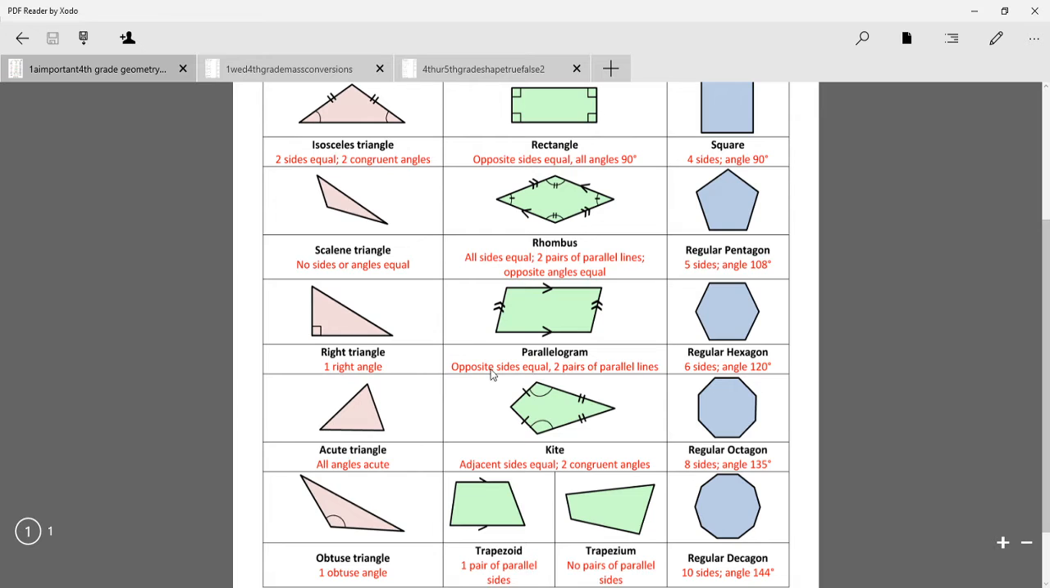So a parallelogram is opposite sides equal, two pairs of parallel lines. And actually, opposite angles are also equal in a parallelogram. They don't mention that here, but I just wanted to point that out because in my last video I didn't realize that was actually a rule until I was like, I feel like they are. So it's good to point out that these opposite angles will be equal as well.